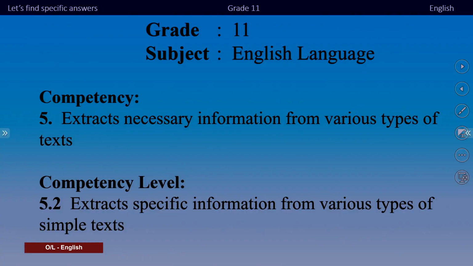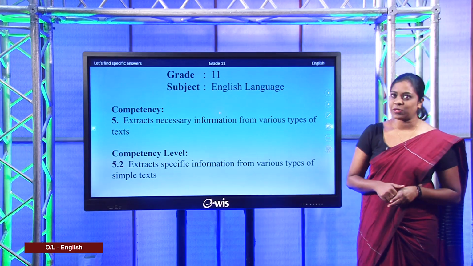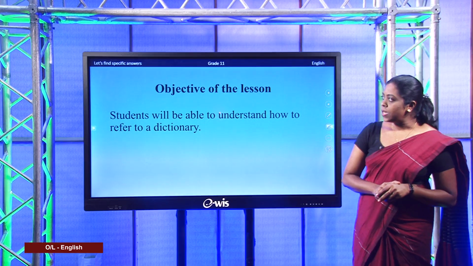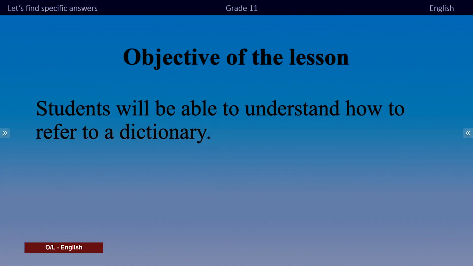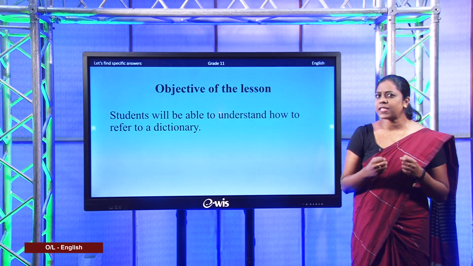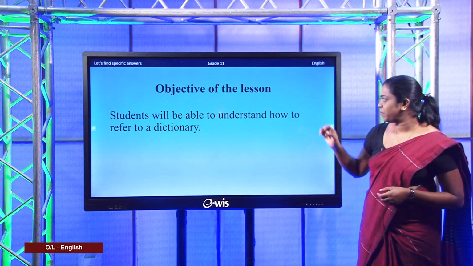Competency 5, Competency Level 5.2, based on extracting specific information from various types of simple text. Let's see what the simple text is going to be today. And the objective of the lesson today is to make you able to understand how to refer to a dictionary. I know you're familiar with the dictionary, and let's see how we can make use of the dictionary perfectly.